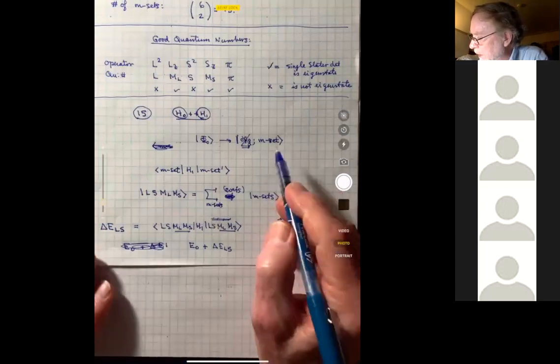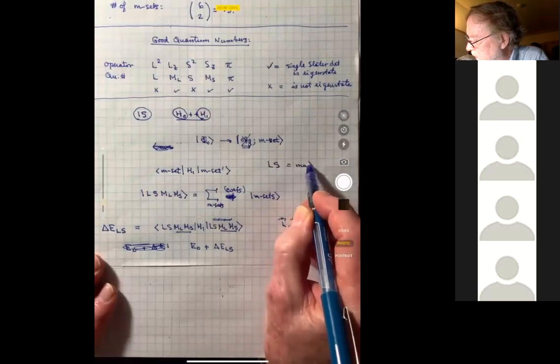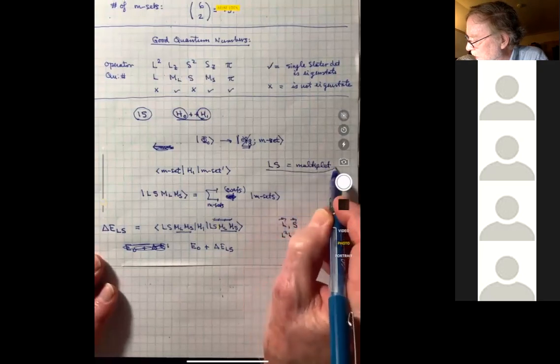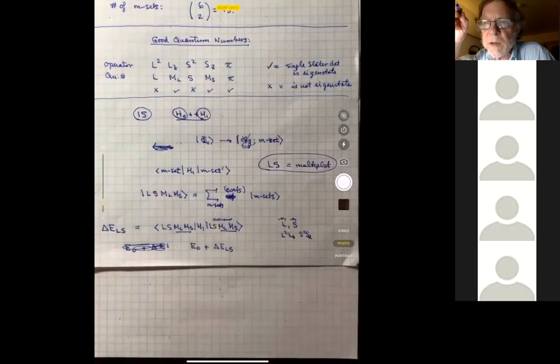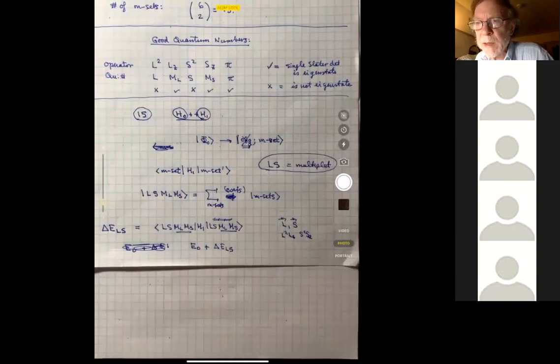Now, I should tell you that an LS value pair like this is called a multiplet. It's called a multiplet because those energy levels are only eigenstates of the electrostatic model. And when you take into account fine structure, you find that they're split. So that's the origin of the terminology multiplet, but that's what it means. We'll call them multiplets. These are labels of the eigenstates of the electrostatic model.